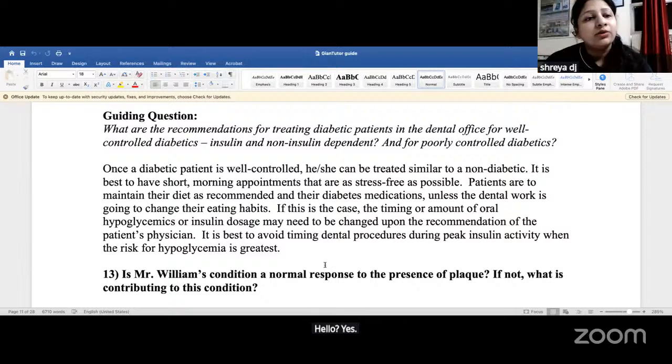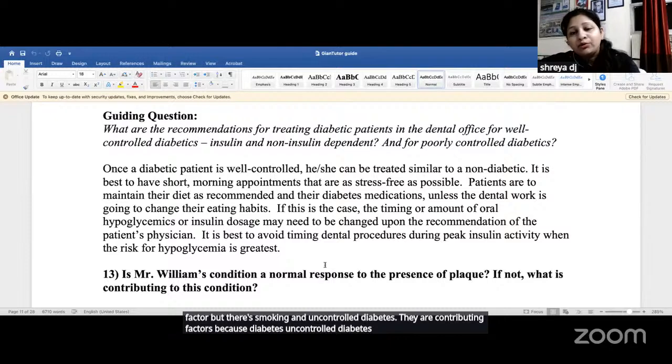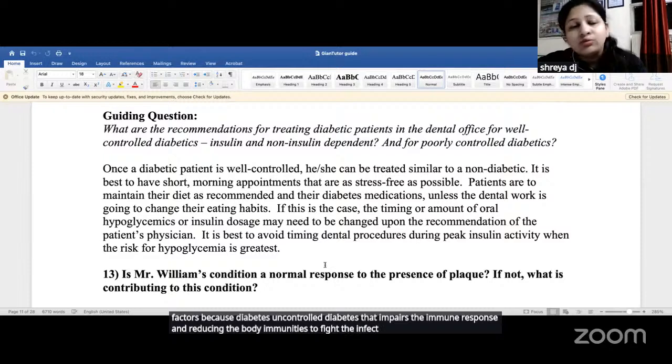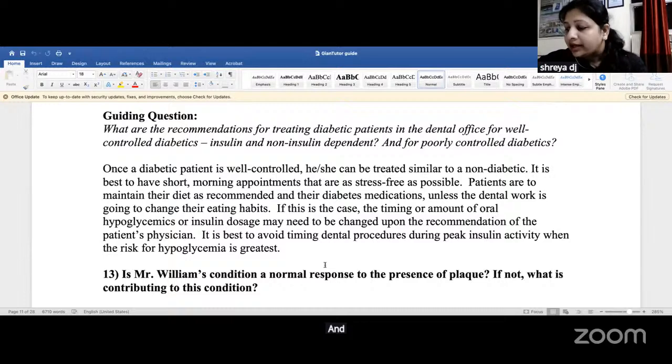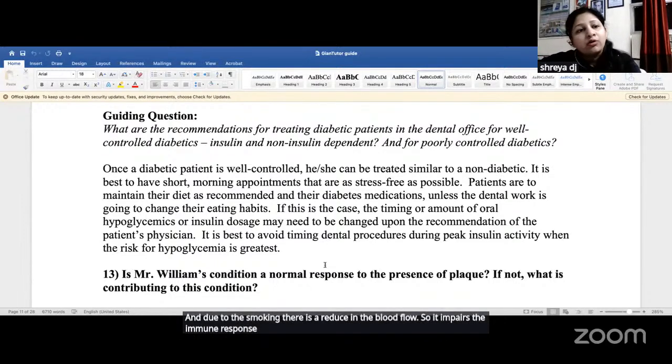Sir, yes. So no, it's not a normal response. Though plaque is a main factor, there's also smoking and uncontrolled diabetes. They are contributing factors, because uncontrolled diabetes impairs the immune response and reduces the body's immunity to fight the infection. So there is delayed wound healing, and due to smoking, there is a reduction in blood flow, it impairs the immune response and promotes the growth of anaerobic bacteria.